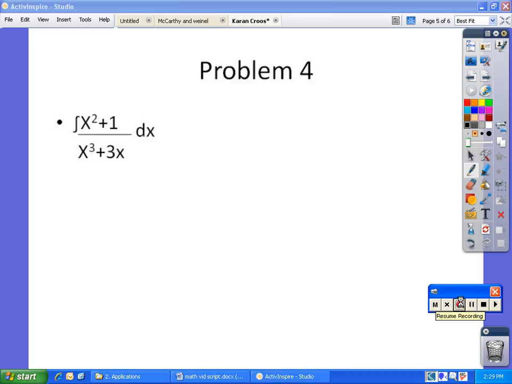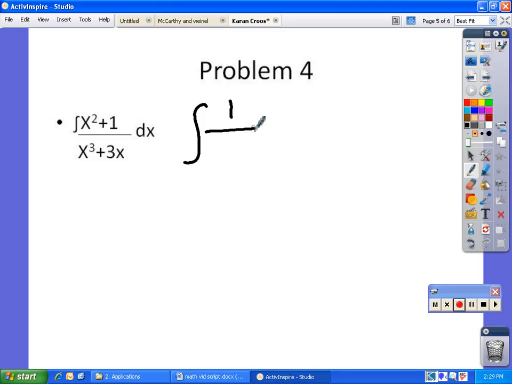Okay, now we're on the last problem. Here we're integrating (x² + 1) divided by (x³ + 3x) dx. First, what you have to do is separate the variables. So you get 1 over (x³ + 3x) times (x² + 1) dx.